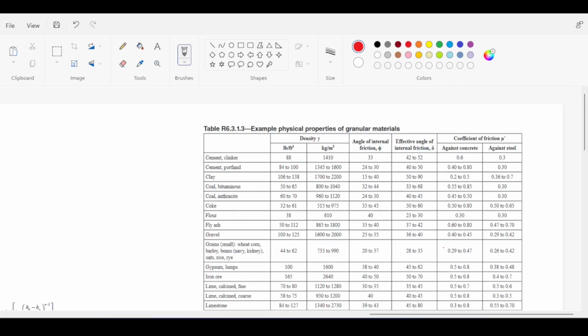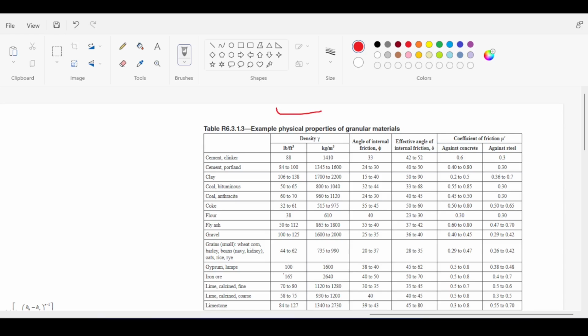Now to show you something as an outtake of that ACI code, the table in the ACI code, the commentary 6.3.1.3, talks about exemplary physical properties of granular materials. Now, please notice, this is good for initial assumptions, but if you have data from tests that contradict the data in the table, of course, the data of the test should take precedence.